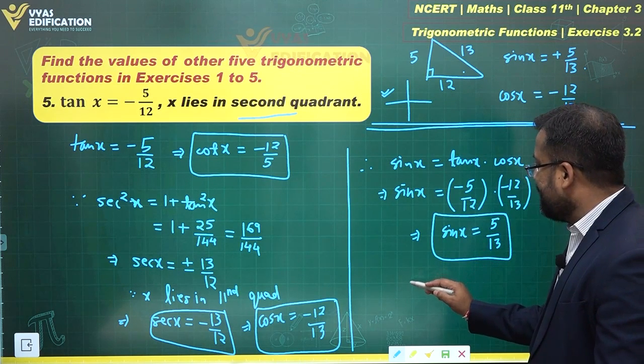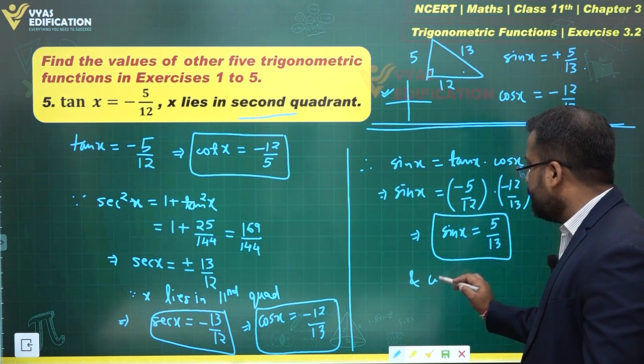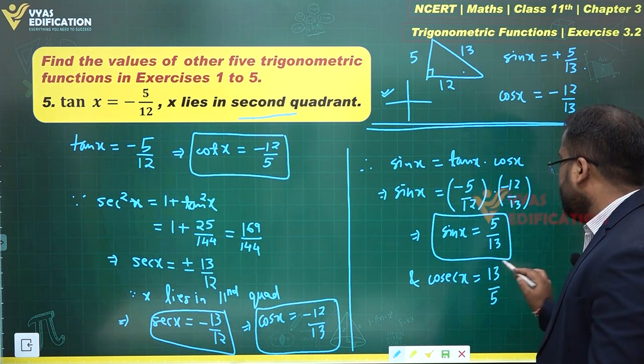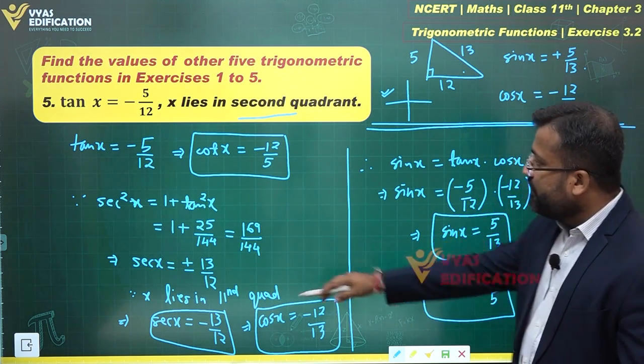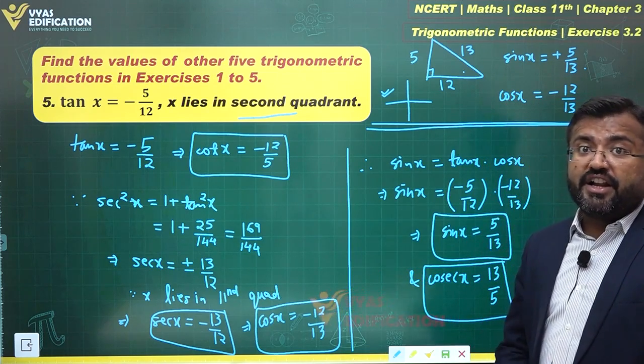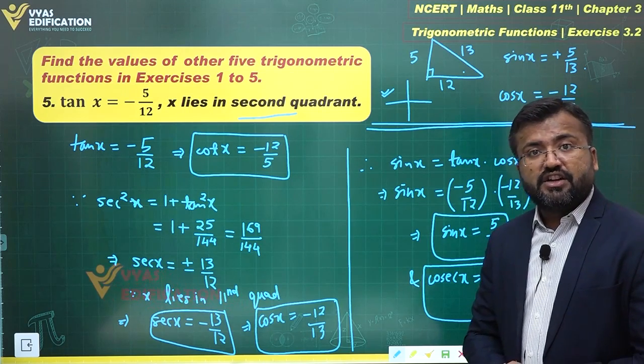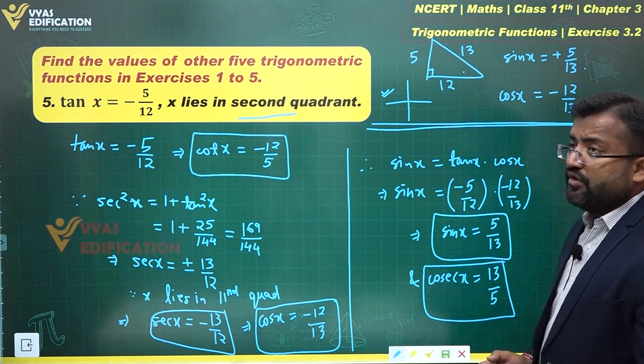Using this approach, this is the value of sin x, and cosec x, which is the reciprocal of sin x, can be easily found. This is 13 upon 5. These are the other 5 trigonometric ratios on the basis of tan x equals minus 5 by 12. Is that all? Yes, that is all in this question over here.